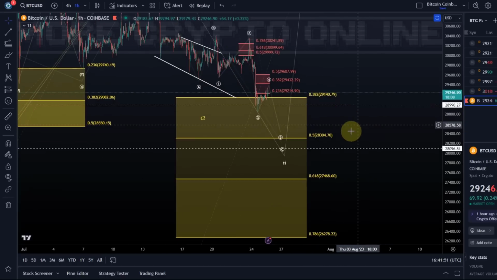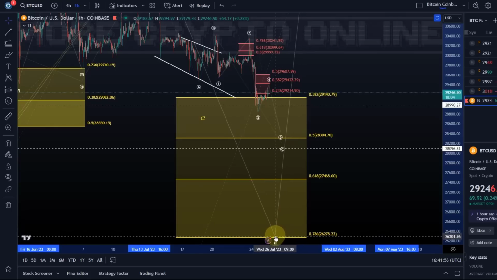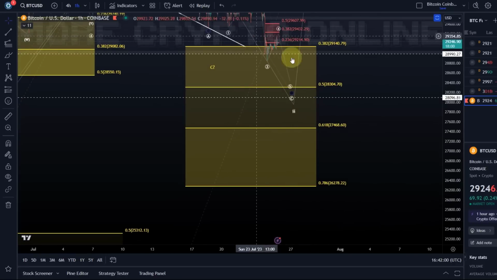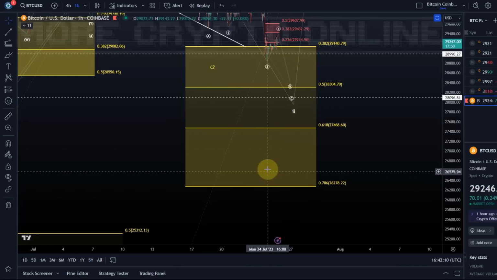And obviously, you need to understand that this wave 2 has space all the way down to, if it has to, 26,280. Only below that level, this overall scenario will likely get invalidated. So it has lots of space left. I'm not suggesting it necessarily has to go down all the way to that level. It could do without changing probabilities significantly.